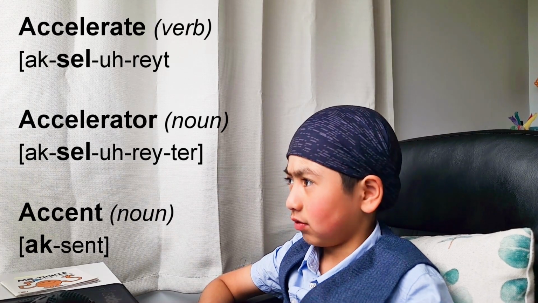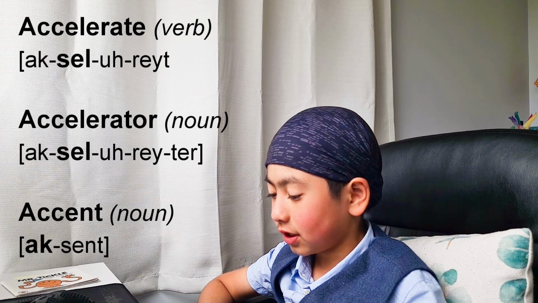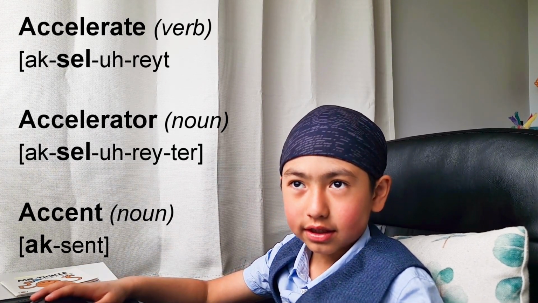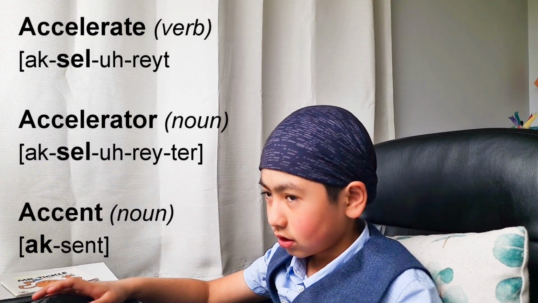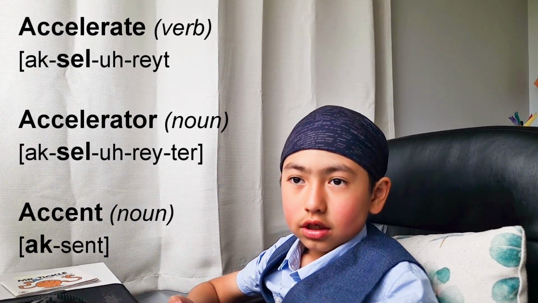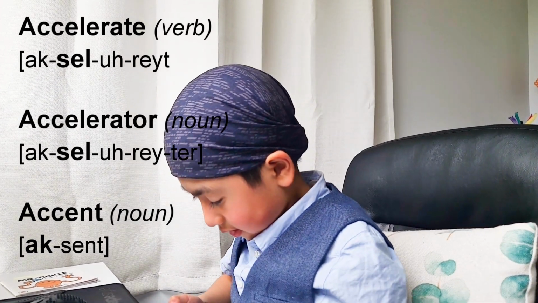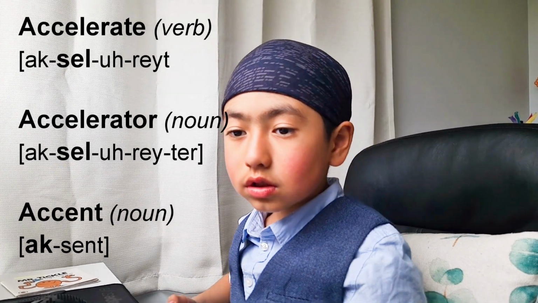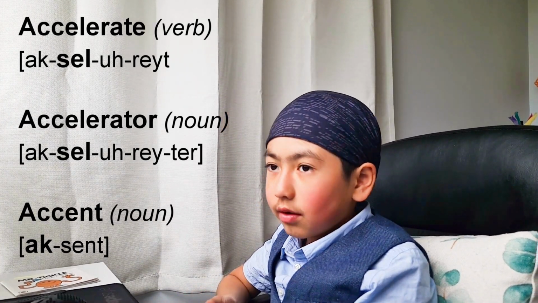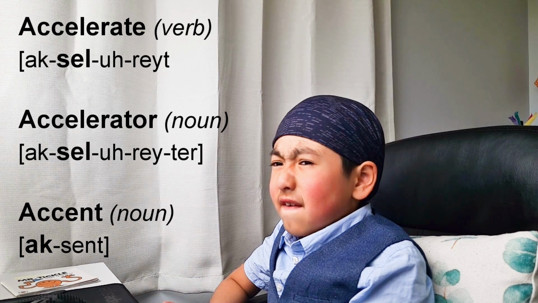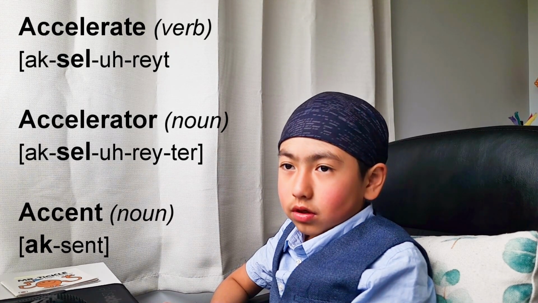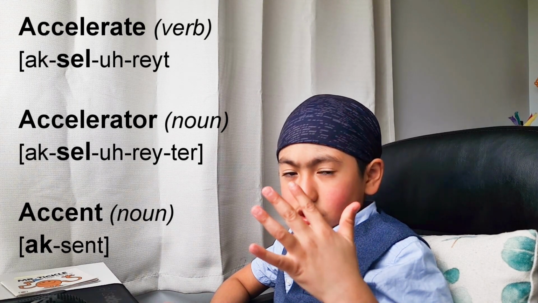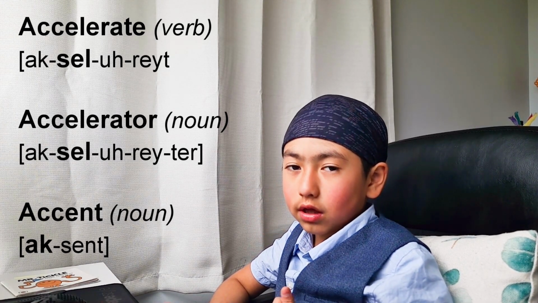The next word, which is accelerator. So let's see, what is accelerator? So accelerator is a noun, and it has 5 syllables. Accelerator, and again, the stress is on cell.